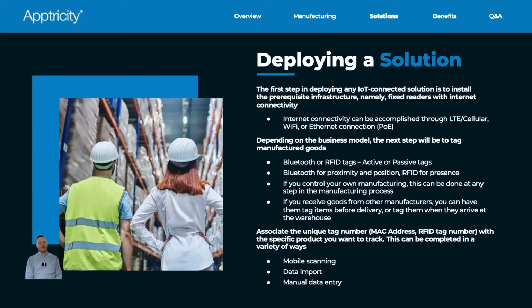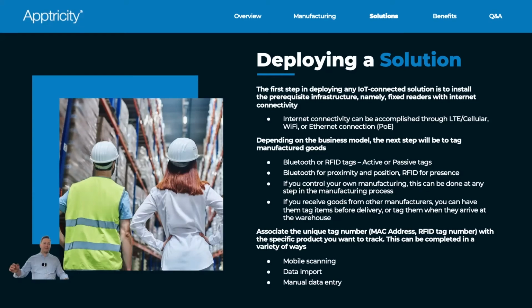Or you can do it manually. If you're not receiving a lot of items at any given time, you can just go in and type it yourself. And this is not the best way. It's not the most efficient way, but you still can do it. If you're getting shipments ad hoc and you're not getting a lot of a particular item, this could be effective as well. So again, it depends on where you tag it.